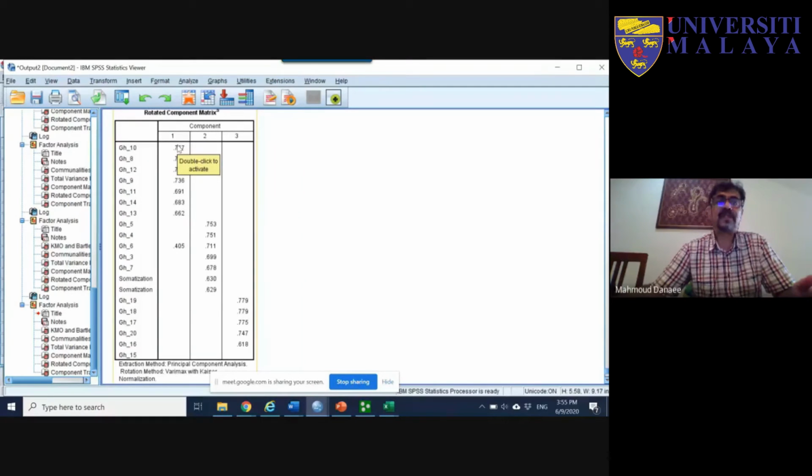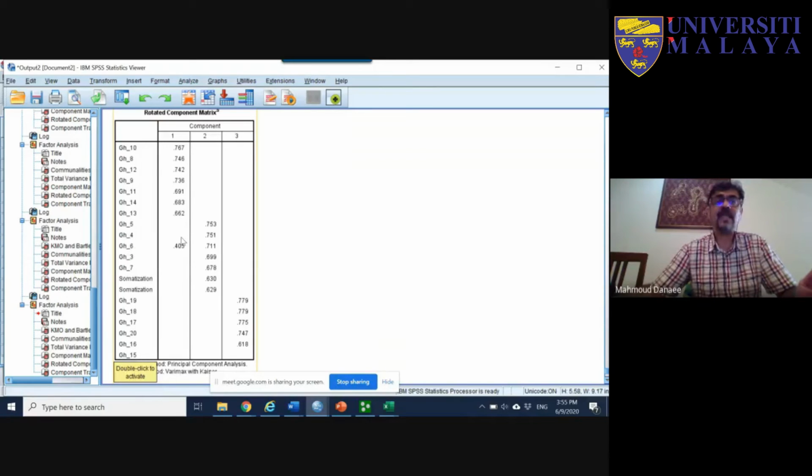The first component consists of these items, the second component, and the third component. Item number 15 has no loading in any component. So item number 15 must be dropped from the analysis, should be excluded from this analysis. These items have no adequate loadings under any of these 3 components. That's why we have to remove these items.